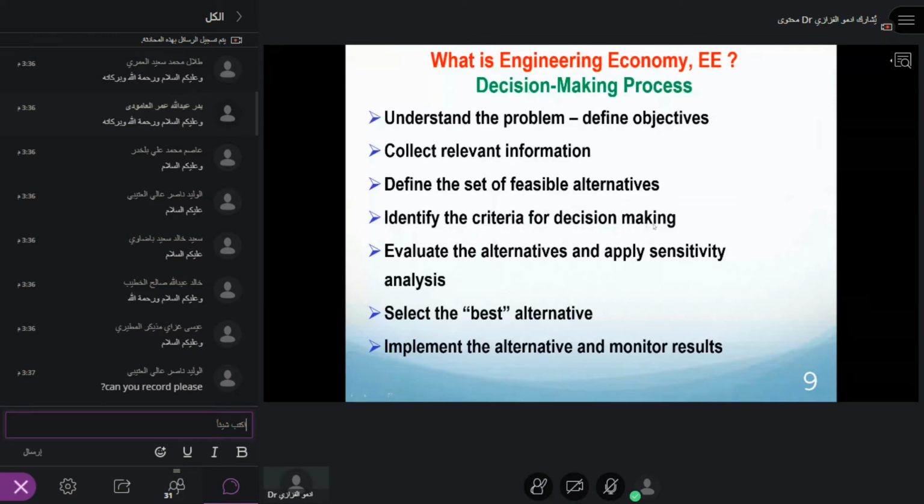Identify the criteria for decision making. So whatever you are making, you need a decision in there when you are identifying your alternatives. So you look at the criteria that you will use to make a decision to choose one of the alternatives you have. Evaluate the alternatives and apply sensitivity analysis.